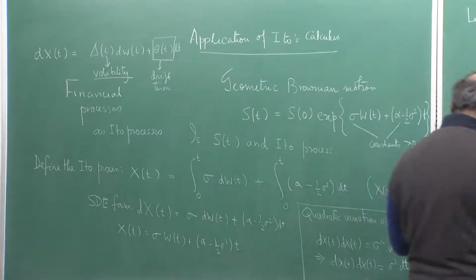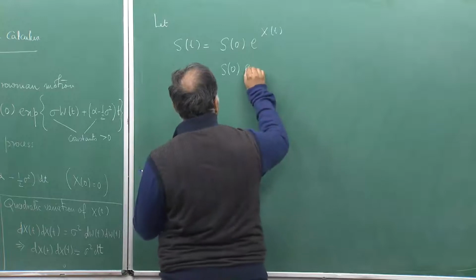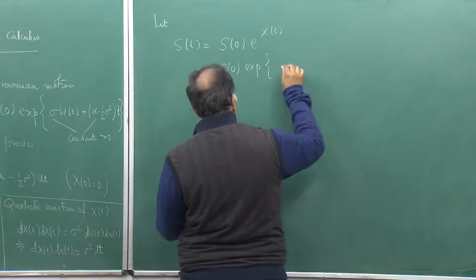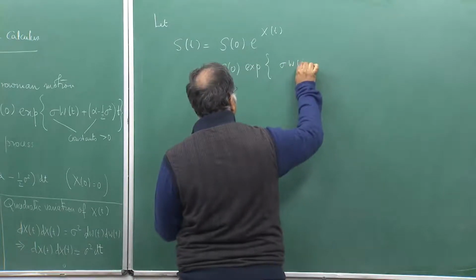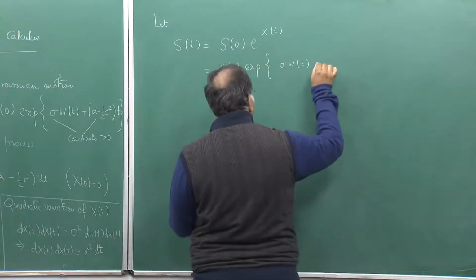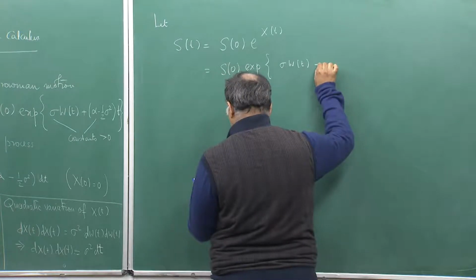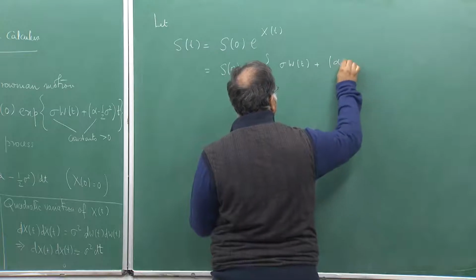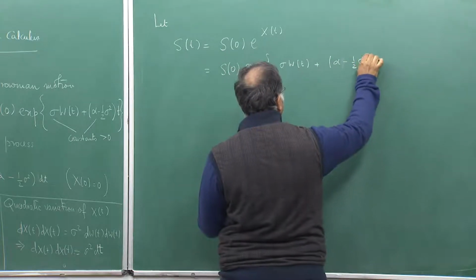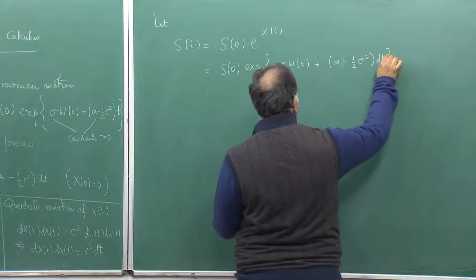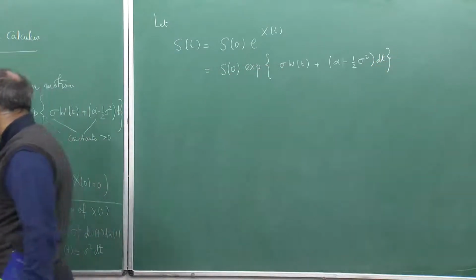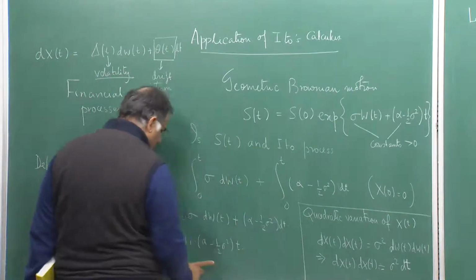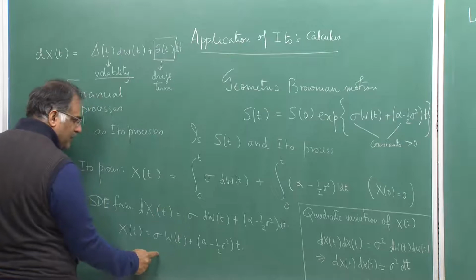So, I can write this thing as exponential of sigma Wt plus alpha minus half sigma square dt. Though I wrote an Ito process first, just the way I should write an Ito process, noting that these functions are constant, I can now write this fact from here.